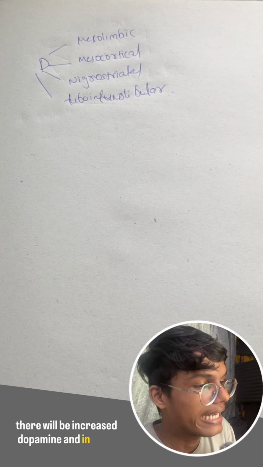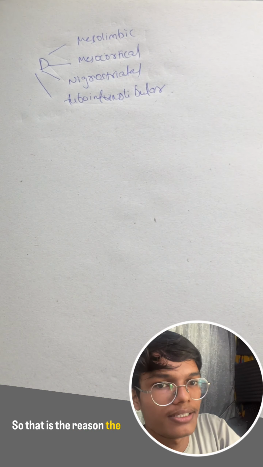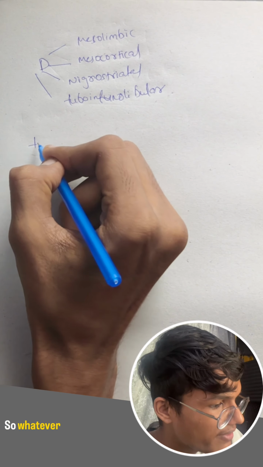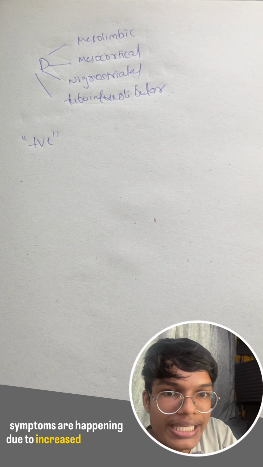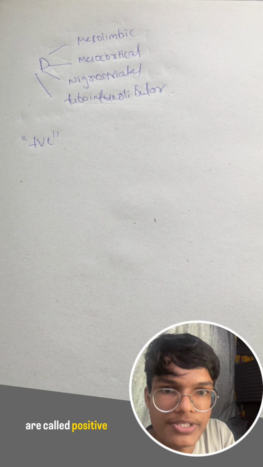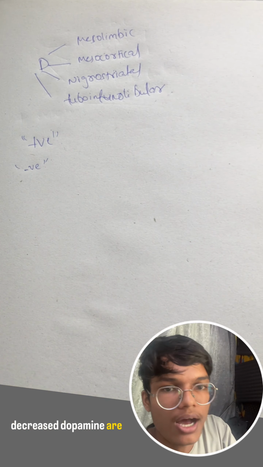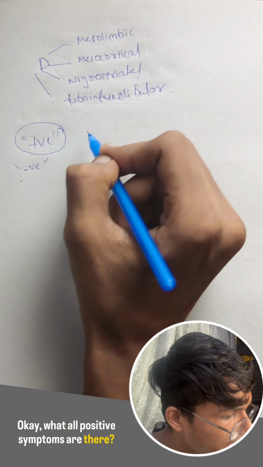increased dopamine and in some pathways there will be decreased dopamine. That is the reason the schizophrenic patients are having some symptoms. Whatever symptoms are happening due to increased dopamine are called positive symptoms. Whatever symptoms are happening due to decreased dopamine are called negative symptoms. What all positive symptoms are there?